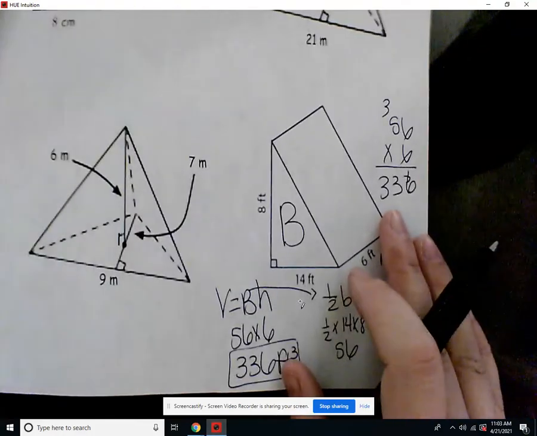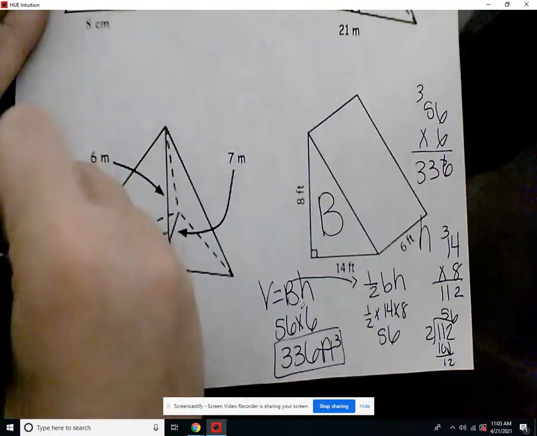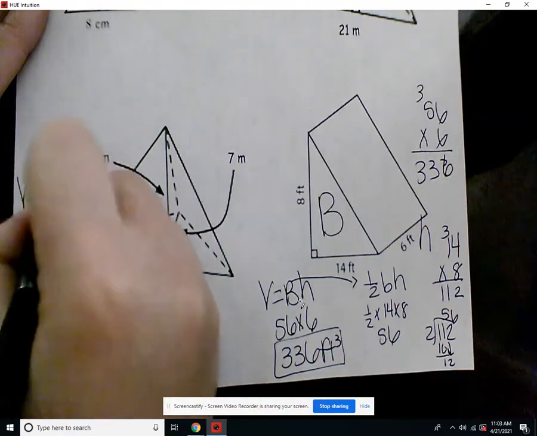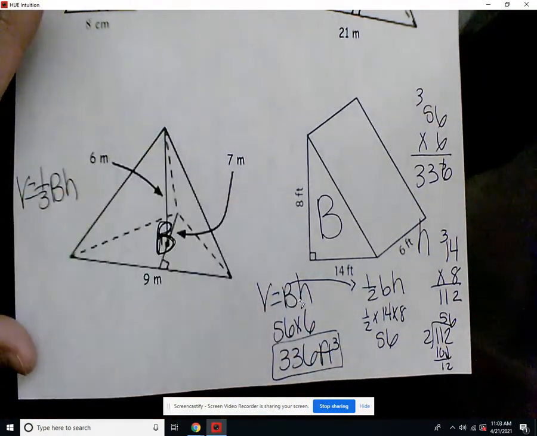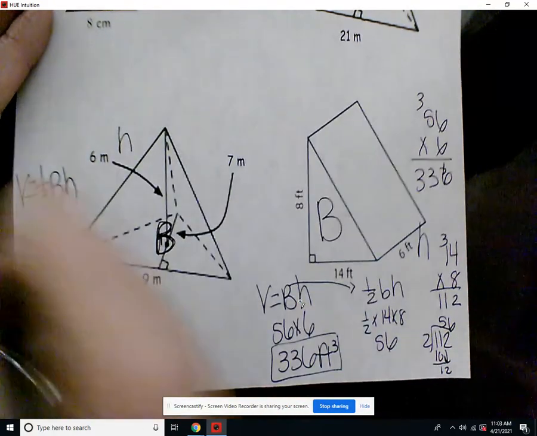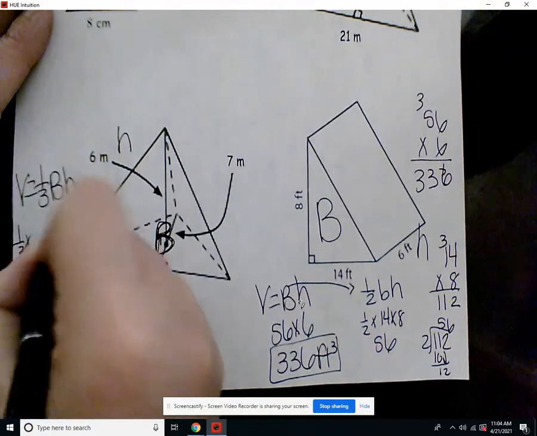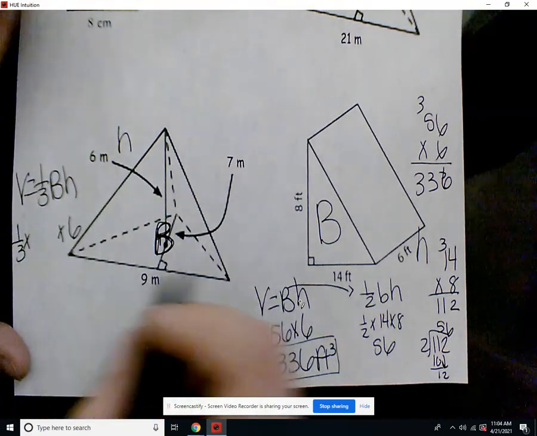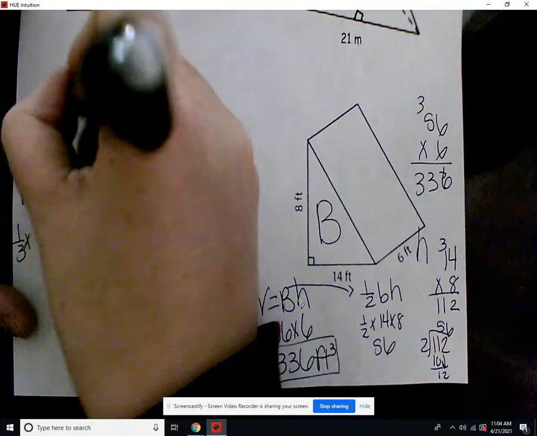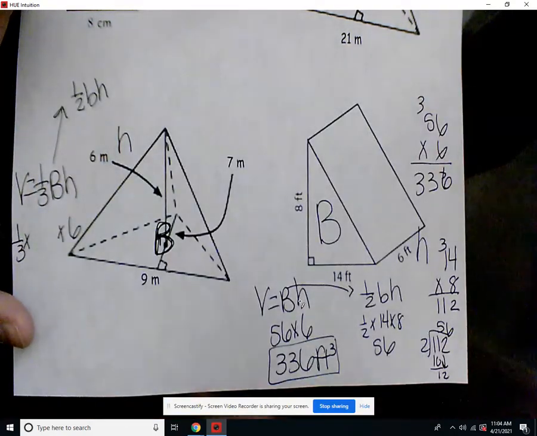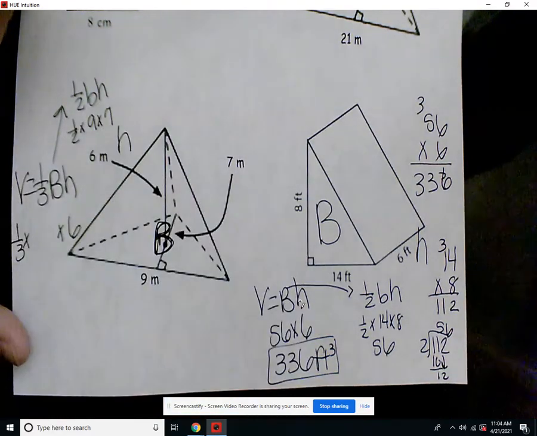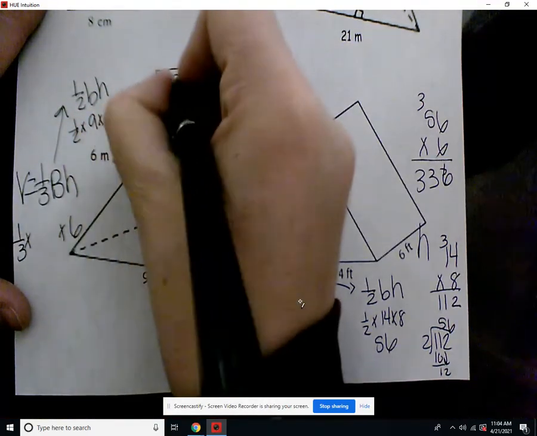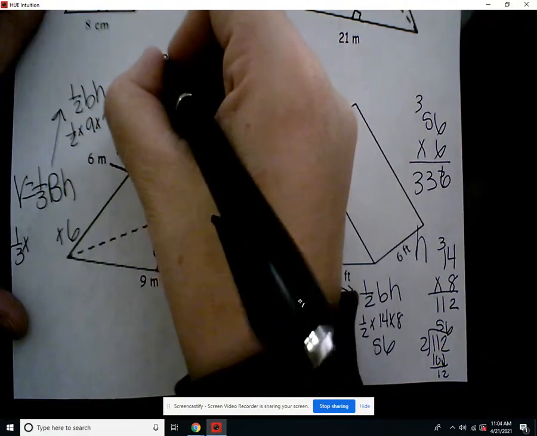All right, so now let's look at our pyramid. So here's our pyramid. Our formula is 1/3 BH. So we're going to find our base. And then we know our height of the prism is how tall our pyramid is, how tall it stands. In this case, it's going to be 6. So we're going to find our B by doing 1/2 BH. So on my triangle, we have 9 and 7. So I'm going to multiply 9 times 7, which is 63. And then I'm going to half 63 by dividing it by 2.